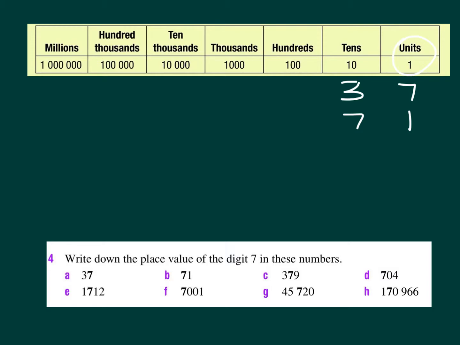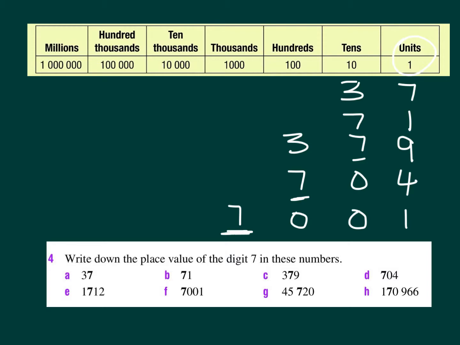What about 379? Place value of the 7, once again, is 70. What about 704? Well, the 7 is now in the hundreds column, so it is actually 700. And if we jump to F, 7001, what is the place value of the 7? Well, that's in the thousands column, therefore it is 7,000. That's its place value.